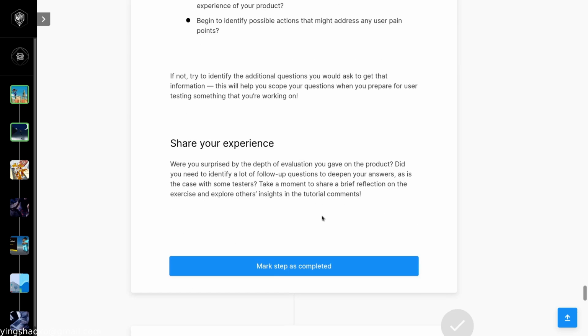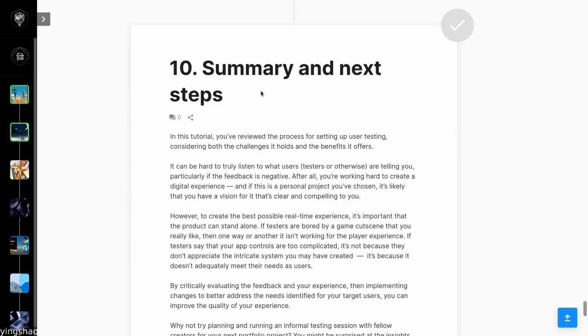Share your experience. And in the end, we're going to do a summary and do the next step. In this tutorial, you have reviewed the process for setting up user testing, considering both the challenges it holds and the benefits it offers. It can be hard to truly listen to what users or testers are telling you, particularly if the feedback is negative.